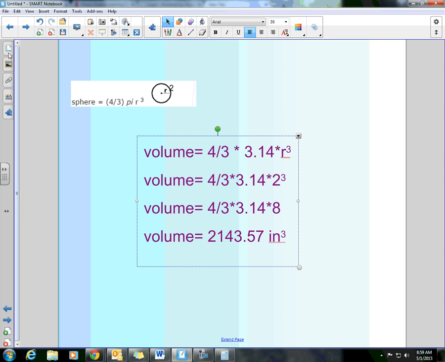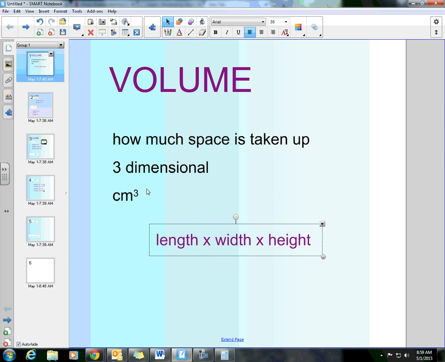So I hope this helps you remember or know how to use the formulas. You'll probably always have the formulas. Maybe in high school you'll need to remember them. But volume is all about 3 dimensions. That's why we have a cube at the end of our label.